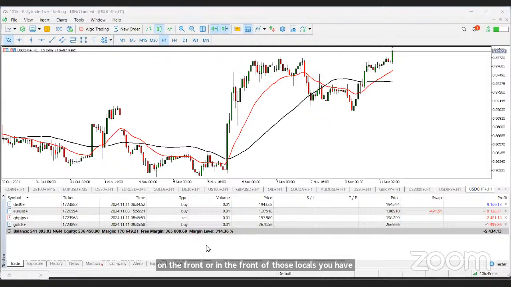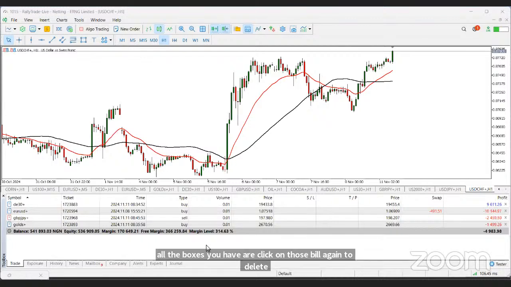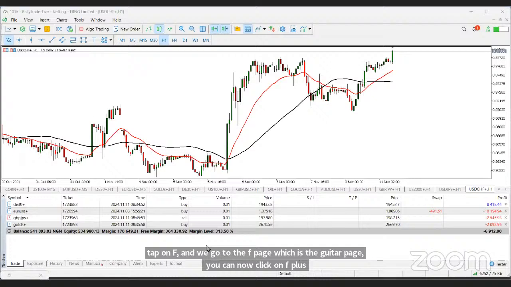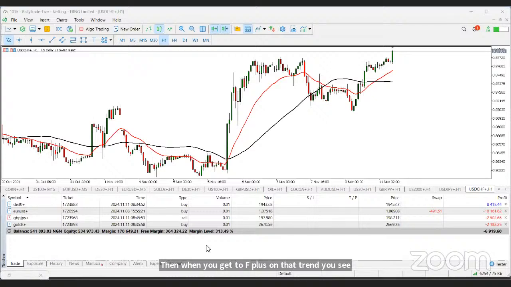Now, normally you should be back on your page by default, and then you can click on the screen once again, tap on F, and we go to the F page, which is the indicator page. You can now click on F plus. Then when you get to F plus, on that trend, you see Bollinger Band. When you see Bollinger Band, it's going to be default. You are going to use default values, so you don't need to worry about changing any value on Bollinger Band. Just click on done, and then your screen is going to automatically go back to your chart screen, and you should be able to see Bollinger Band on your screen, and then you can use it.